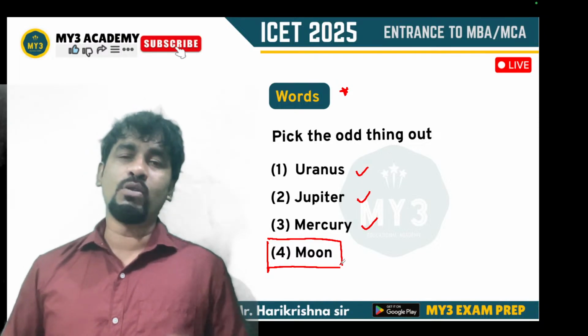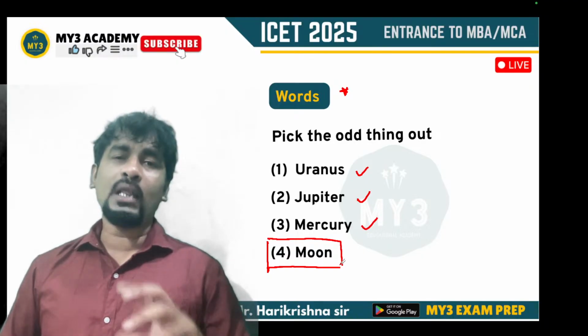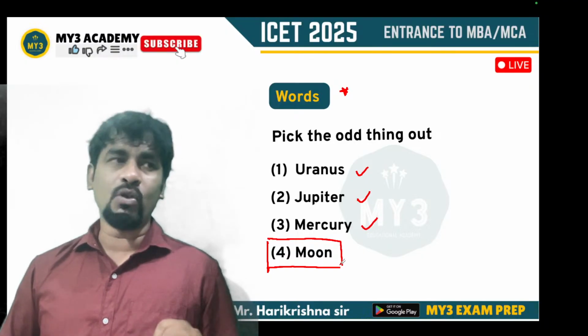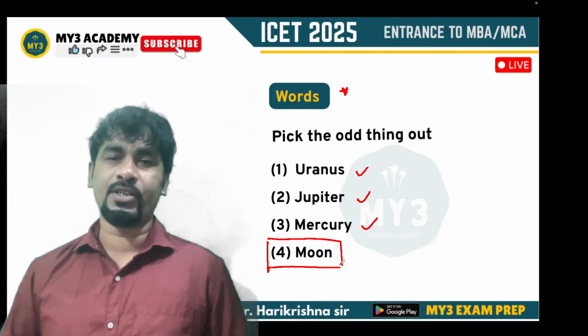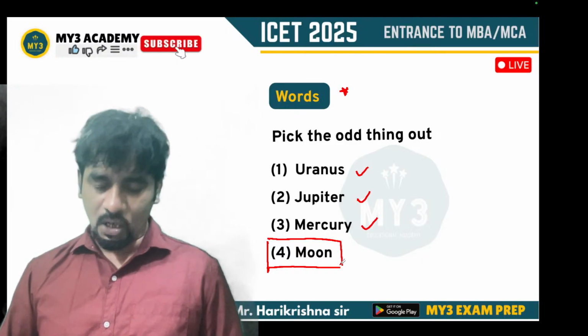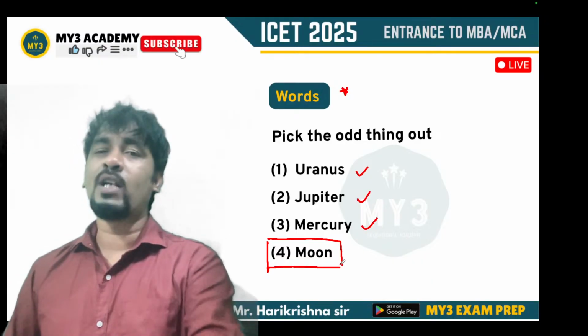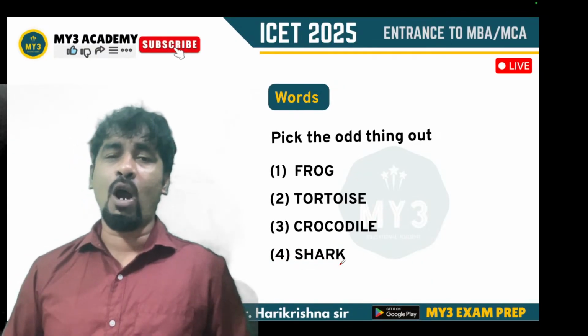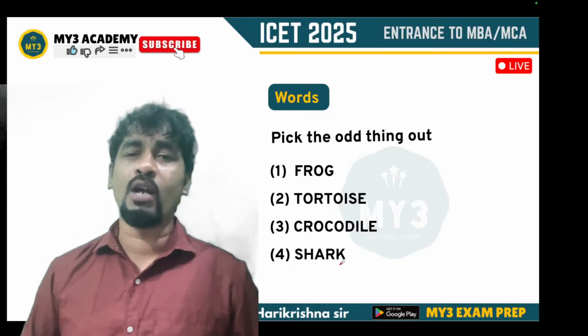And sometimes to confuse you, they will give all the planet values including Pluto. So remember, Pluto is not a planet. It is removed from the planet list. Like that also they are giving. Very good response from all of you. Look at the next question. Frog, tortoise, crocodile, shark. What is the odd man out?